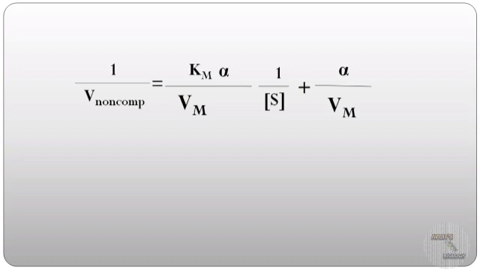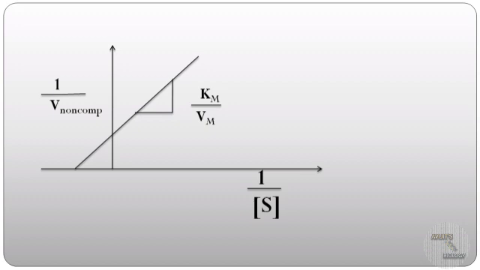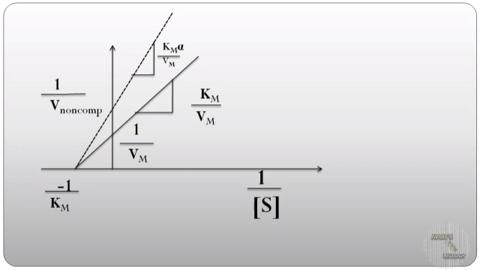This equation is the same as the equation of a straight line, that is Y equals Mx plus C. Now we will plot 1 by S on the x-axis and 1 by V non-competitive on the y-axis. For the general case with no inhibition, the straight line will be like this, which has the slope Km by Vm, the y-intercept 1 by Vm and the x-intercept minus 1 by Km. But for the enzyme substrate reaction with a non-competitive inhibitor, the straight line will be like this, which has the slope Km alpha by Vm and the y-intercept alpha by Vm, and the x-intercept remains the same, that is minus 1 by Km. For this straight line, I equals 0 as there is no inhibitor, but for this straight line, I is greater than 0 as there is a non-competitive inhibitor.